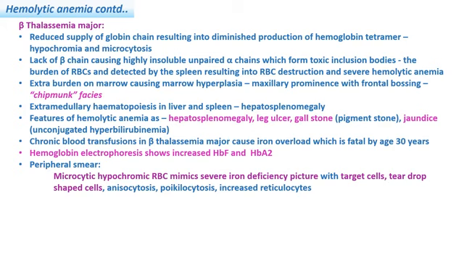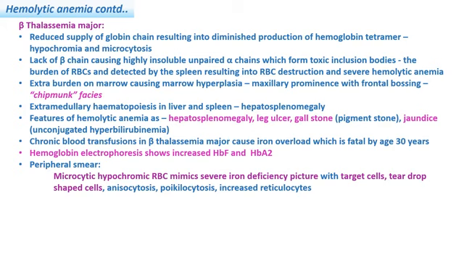Extra burden falls over the marrow, causing marrow hyperplasia, maxillary prominence, frontal bossing, forming chipmunk facies. Extramedullary hematopoiesis also occurs in the liver and spleen, causing hepatosplenomegaly. Features of hemolytic anemia such as hepatosplenomegaly, leg ulcer, pigment gallstone, jaundice. Chronic blood transfusion in beta thalassemia major causes iron overload which is fatal by the age of 30 years.